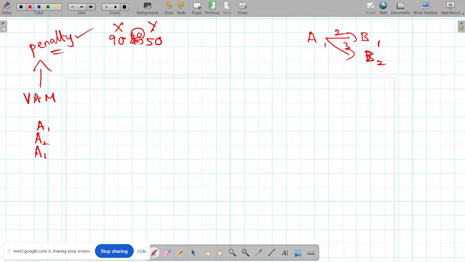Up to A3 we have, and here B1, B2, B3, and B4. What's the value? I think it's 2, 3, 5, 1. Kindly check the value if I'm wrong. Please help me out. 7, 3, 4, 6, and here 4, 1, 7, and 2.